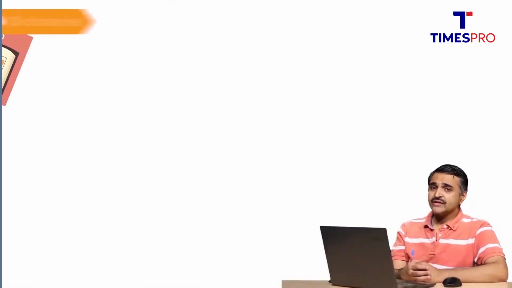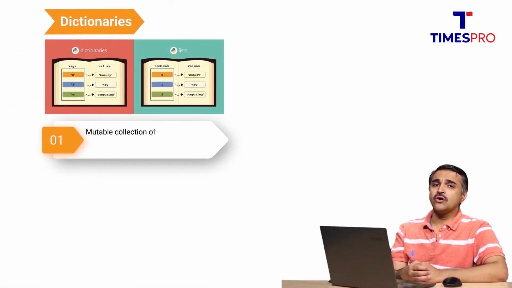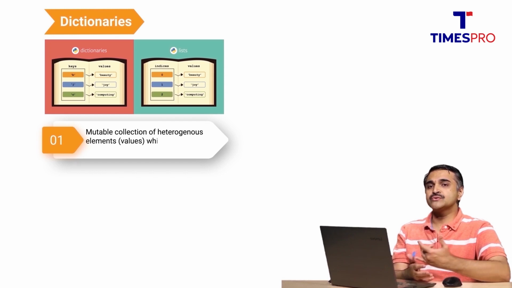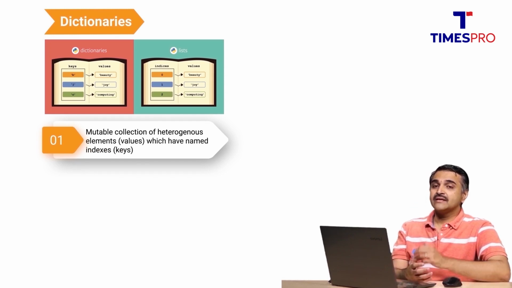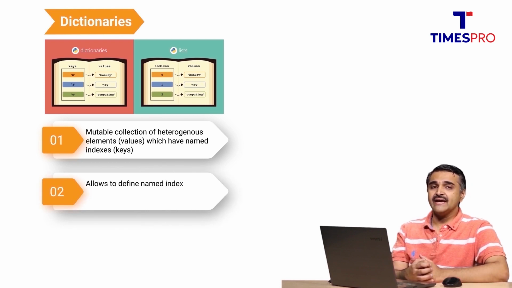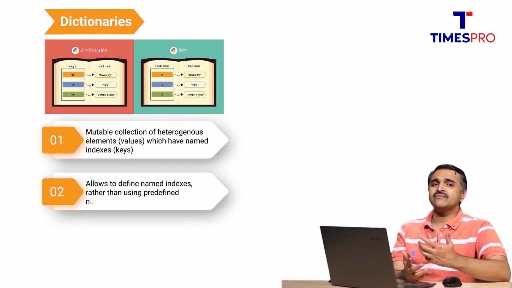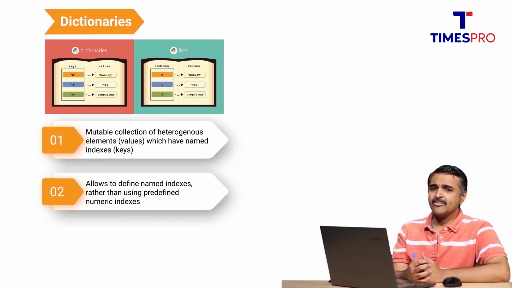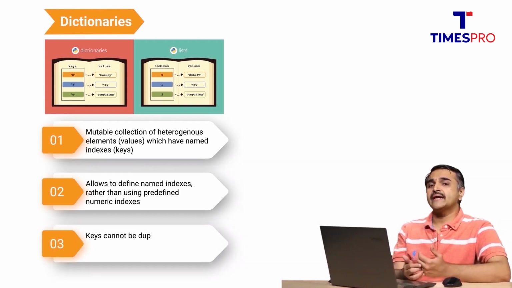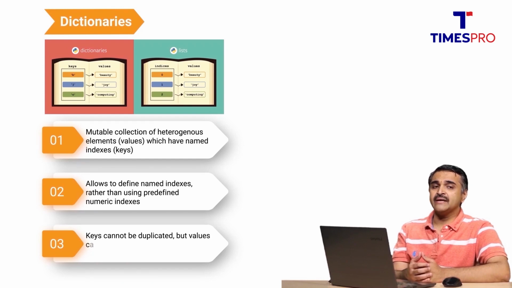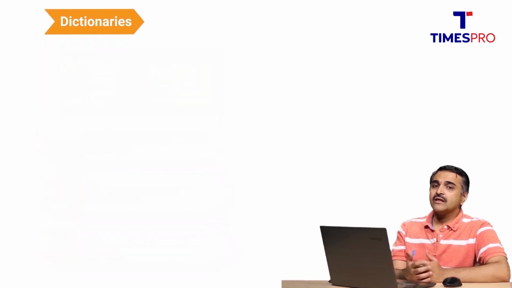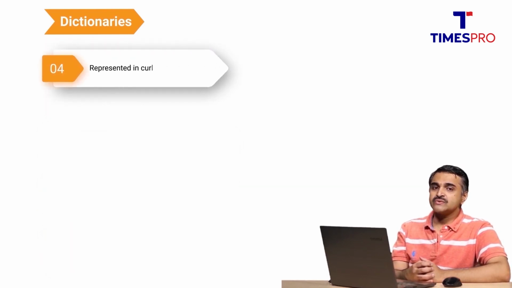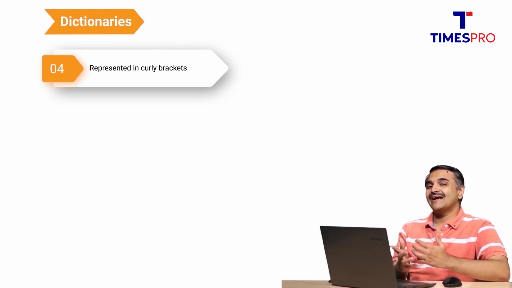Dictionaries are mutable collections of heterogeneous elements called values, which have named indexes called keys. Dictionaries allow us to define named indexes rather than using predefined numeric indexes. Keys cannot be duplicated, but values can be duplicated, or in other words, two keys can have the same value. Dictionaries are represented using curly brackets as key-value pairs.